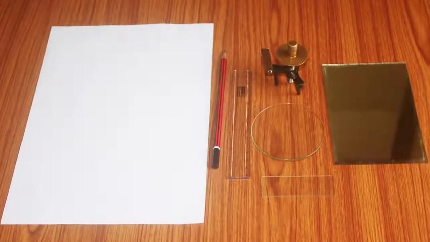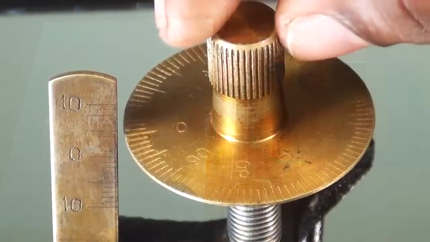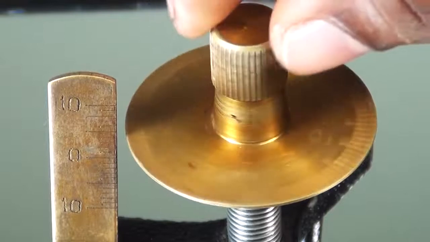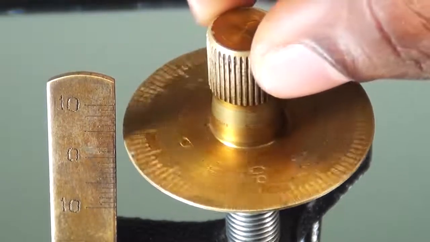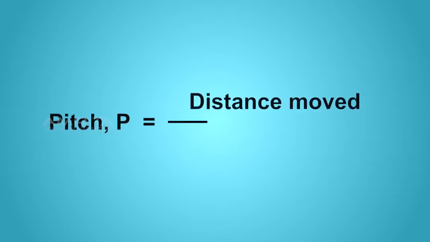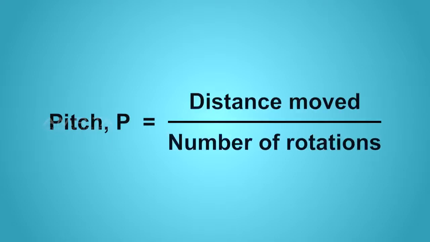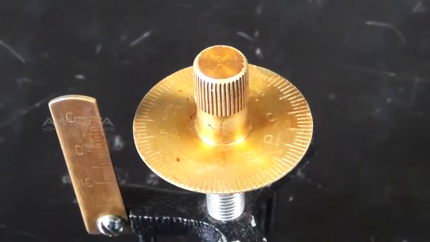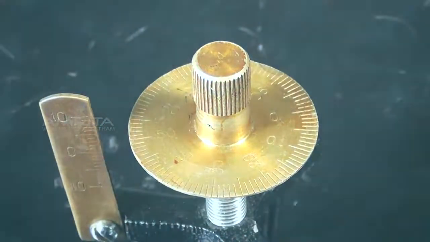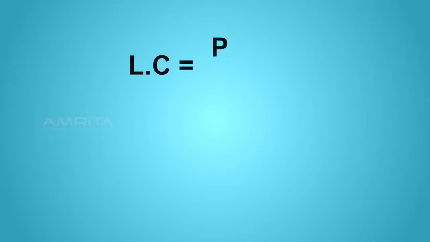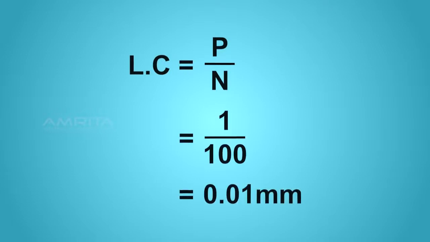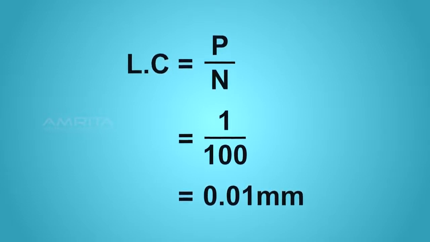Procedure: Arrange the apparatus on the table. To find the least count of the spherometer, the pitch of the screw needs to be calculated initially using the relation P is equal to the distance moved divided by the number of rotations. If there are n divisions in the circular scale, then the least count of the screw LC is equal to P divided by n, which is equal to 1 by 100, that equals 0.01 millimeter.